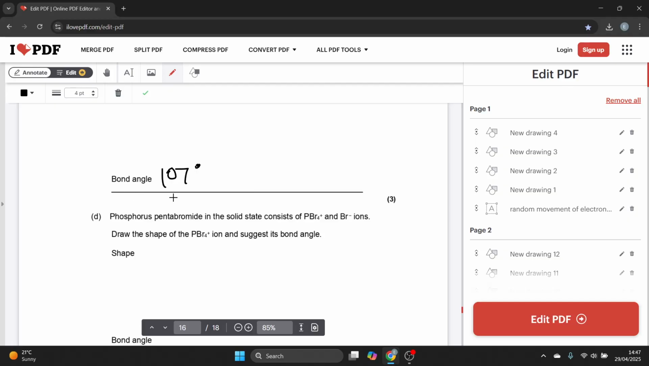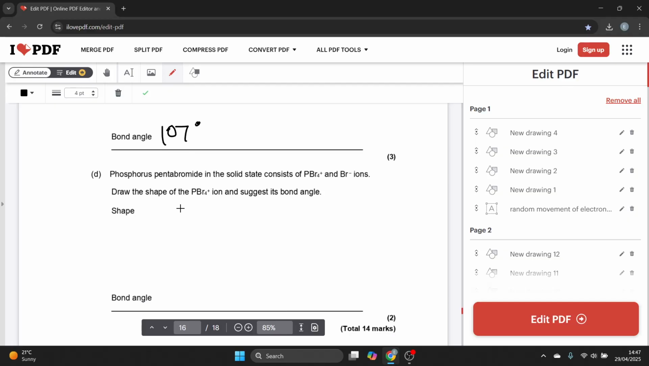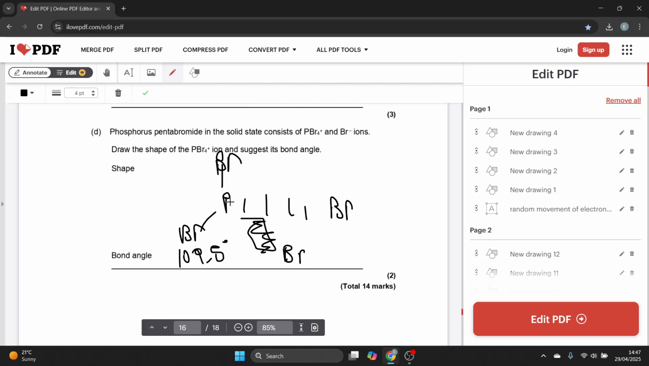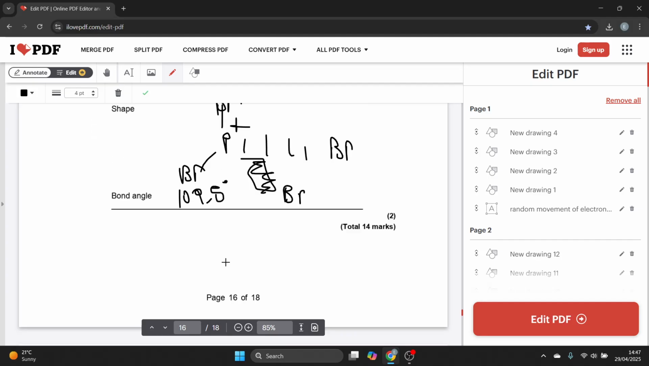107 degrees. Phosphorus pentabromide in the solid state consists of this, and this. Draw the shape of this and suggest its bond angle. Well, it's going to be 109.5 degrees. It's going to be tetrahedral. And if we have a look at it, Br, Br, and that's a positive charge. Yeah, that's tetrahedral, 109.5 degrees.